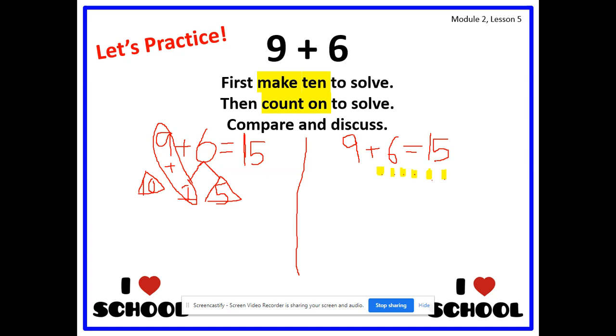So did we get the same answer? Get ready. Yes, we did. Go ahead and place a big check mark on the side that was more efficient for you to solve. Was it making 10 or counting on? For Ms. Gomez, it was making 10. So I'm going to draw a big check mark on the making 10 strategy. What was the most efficient strategy for you to solve? Get ready. Awesome. Let's keep on practicing.